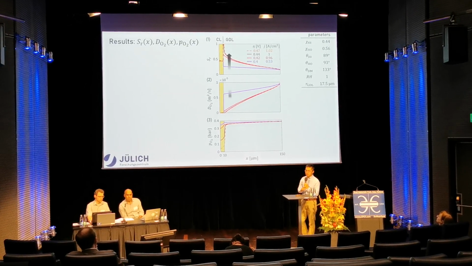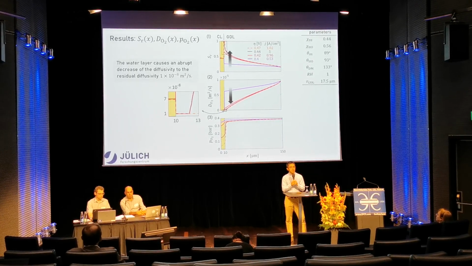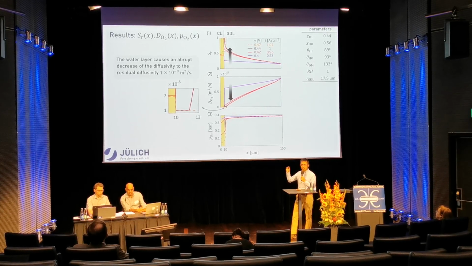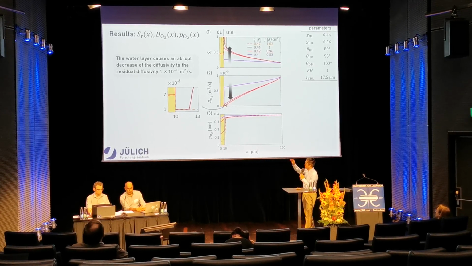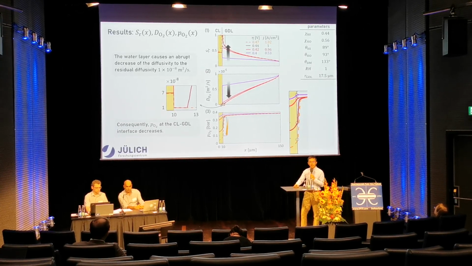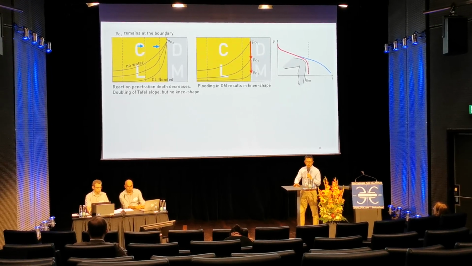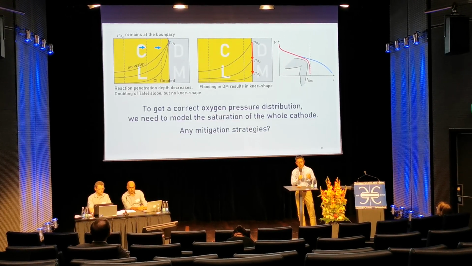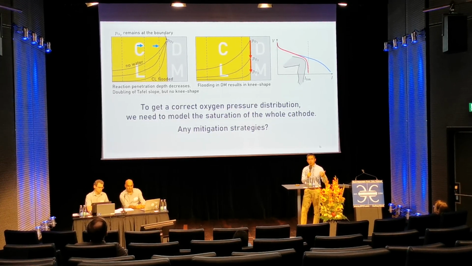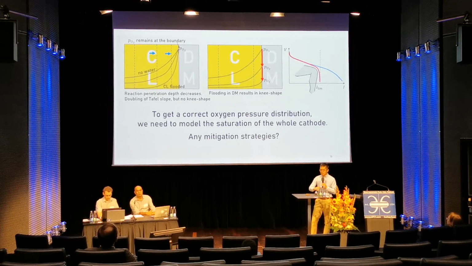Having known the saturation distribution, let's have a look at the diffusivity and oxygen pressure. The water layer causes an abrupt decrease of the diffusivity all the way to the residual diffusivity, and that decrease results in a decrease of the oxygen pressure at the interface. So indeed, our hypothesis is proven. So I hope I can convince you that to get a correct oxygen pressure distribution, we need to model the saturation explicitly and over the whole cathode.